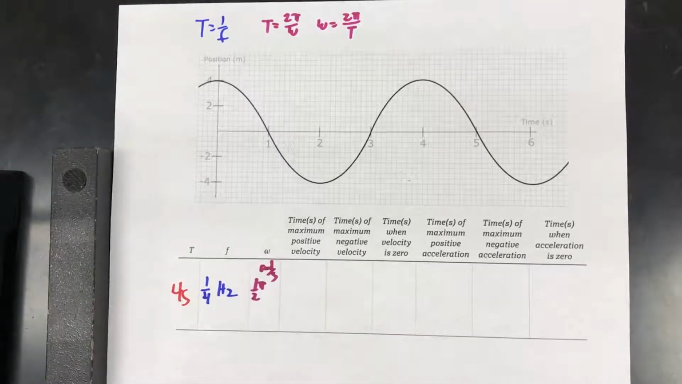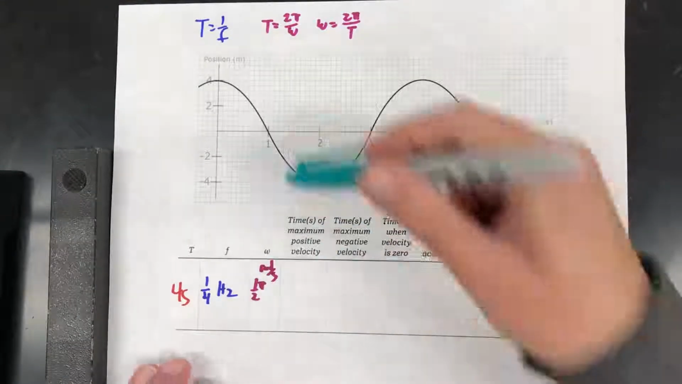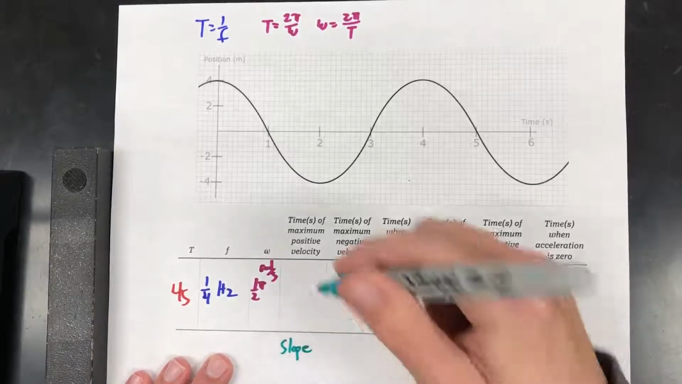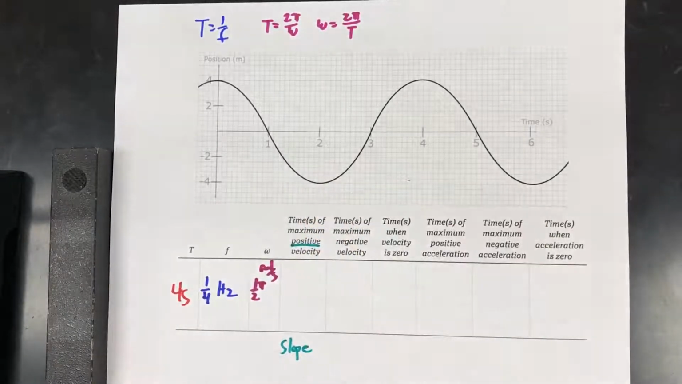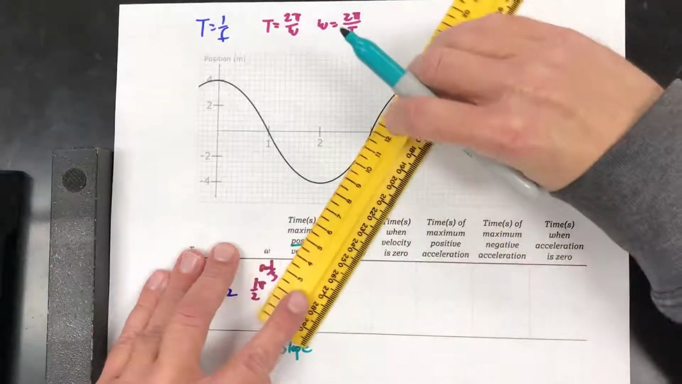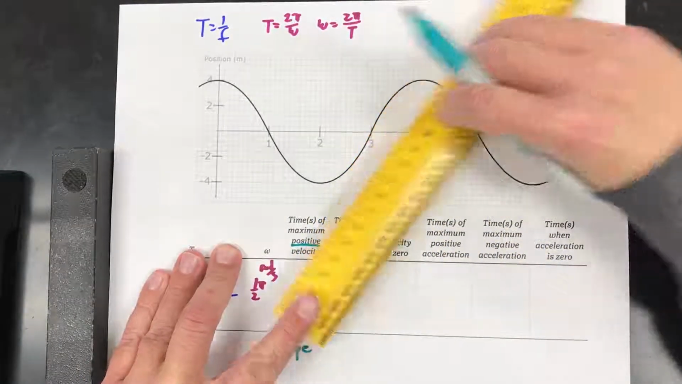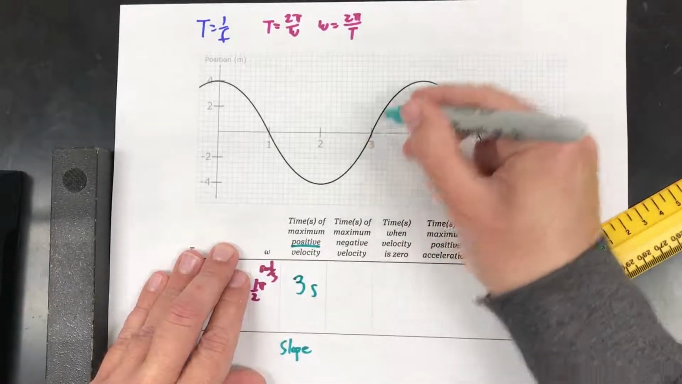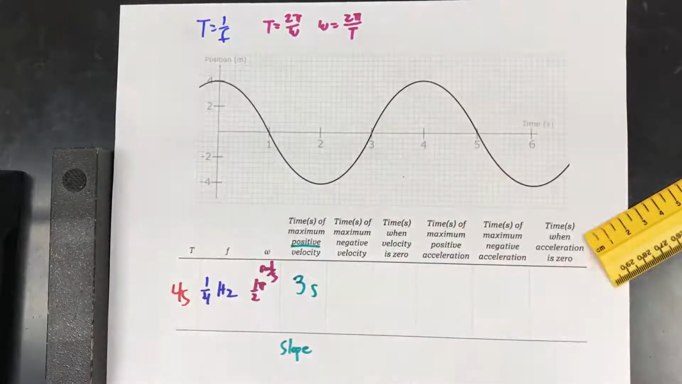Now it says, what is the time for the maximum positive velocity? So on this graph, the velocity will be the slope, and the maximum positive velocity occurs, think about you're trying to find a tangent line, it's the steepest right there at 3 seconds. So 3 seconds right there is the steepest it ever gets in the positive direction.